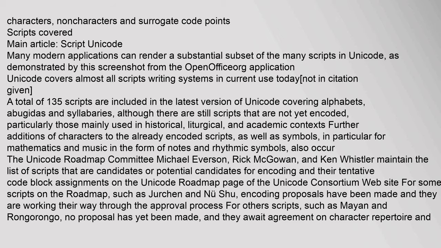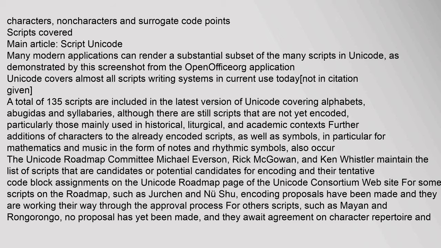Many modern applications can render a substantial subset of the many scripts in Unicode, as demonstrated by this screenshot from the OpenOffice.org application. Unicode covers almost all scripts and writing systems in current use today. A total of 135 scripts are included in the latest version of Unicode, covering alphabets, abugidas and syllabaries, although there are still scripts that are not yet encoded, particularly those mainly used in historical, liturgical, and academic contexts. Further additions of characters to the already encoded scripts, as well as symbols, in particular for mathematics and music in the form of notes and rhythmic symbols, also occur.